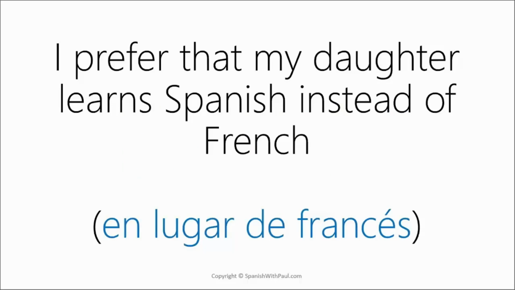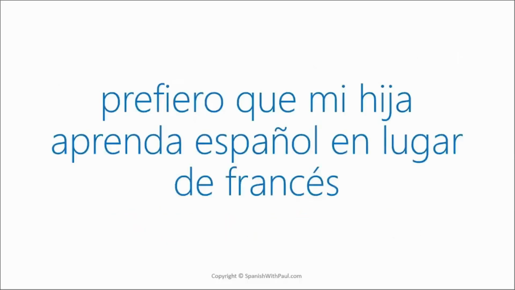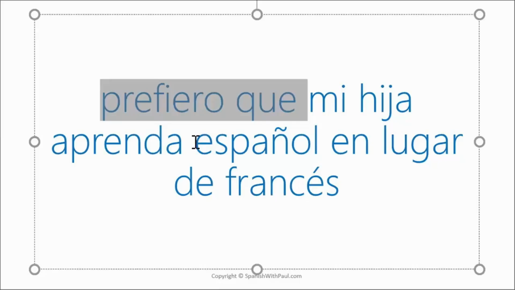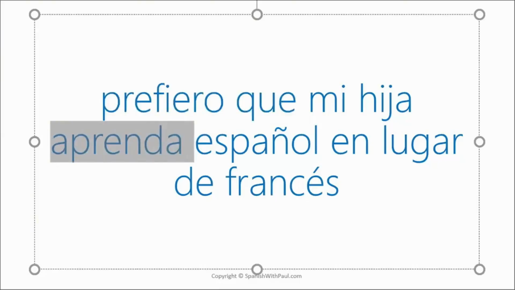I prefer that my daughter learns Spanish instead of French. To express instead of French would be en lugar de francés. Prefiero que mi hija aprenda español en lugar de francés. Here again we have trigger with the verb in the subjunctive.